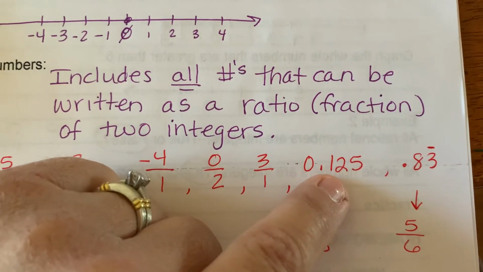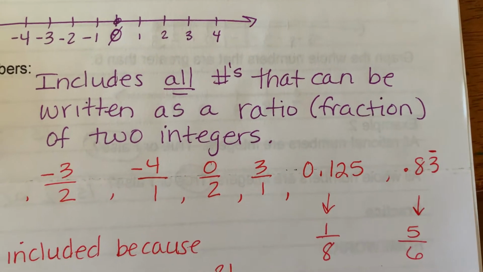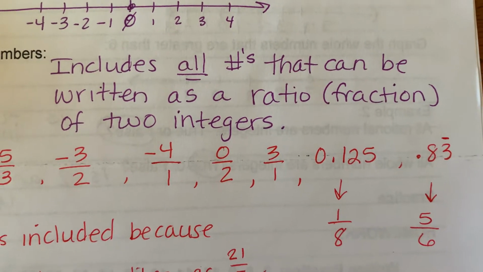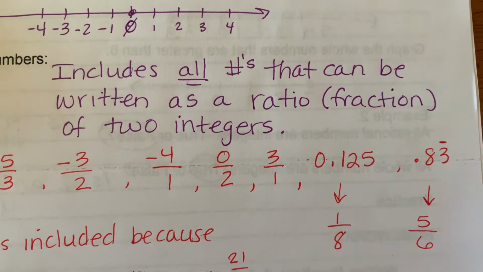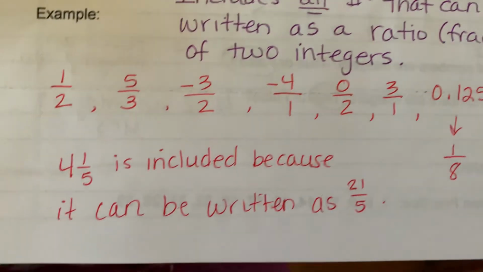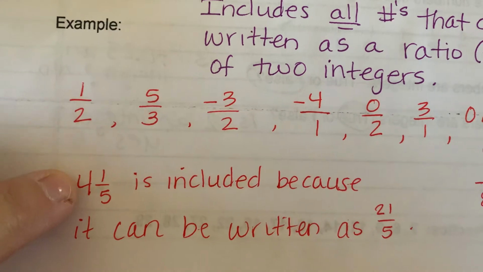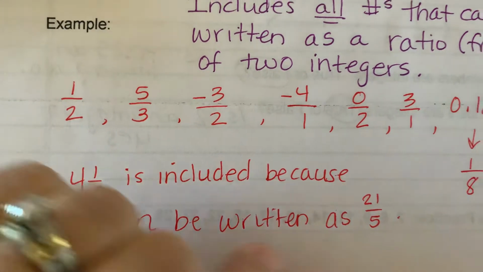So sometimes you get a decimal that is never ending. That is not a rational number. So oftentimes the square root of something is not a rational number because it's not a perfectly ending number like 0.125. Okay, so we can even include a mixed number, 4 1/5, but what we would actually write is the improper fraction.